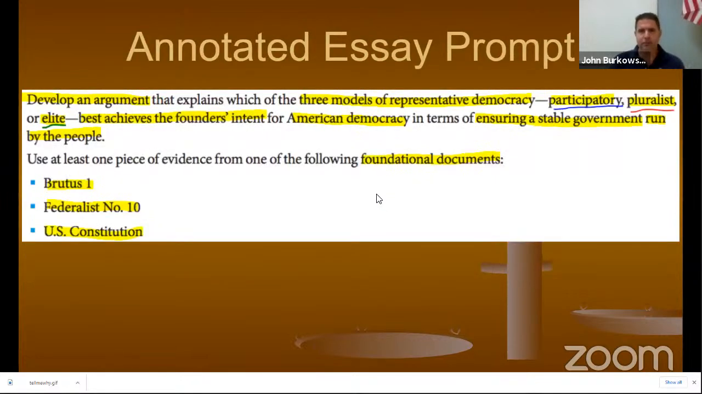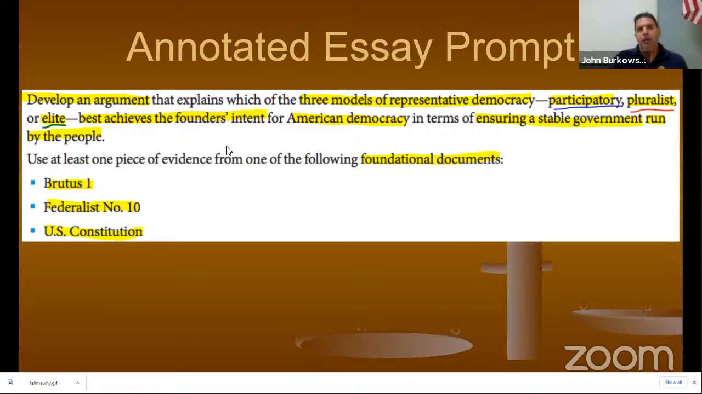So let's break down what the prompt is asking us to do, and then we'll dive into strategies and approaches. We got to develop an argument. So of course you have the 3 models of representative democracy: participatory, you see that I've underlined it with a different color, pluralist, and elite, all with 3 different colors. Which best achieves the founders' intent for American democracy, a stable government run by the people.